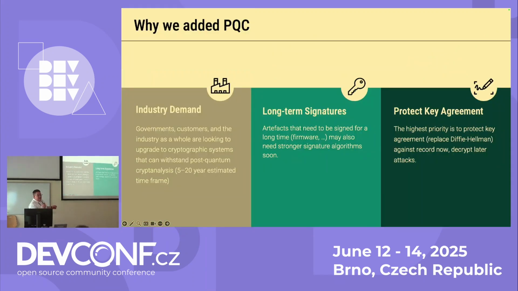There are also other things which are not for users, such as industry demand, when government is forced to use it, and also customers who are communicating with government and many other people. So that is another reason. Another is long-term signatures, because you need to sign something for a longer time, like CAs or firmware, and keys which need to stay secure, because of another buzzword, record now, decrypt later. So we want to protect that.